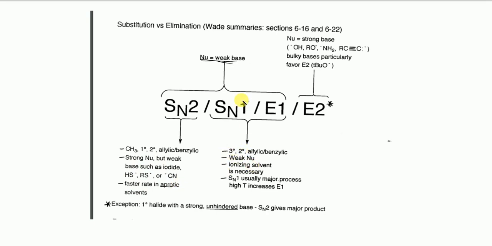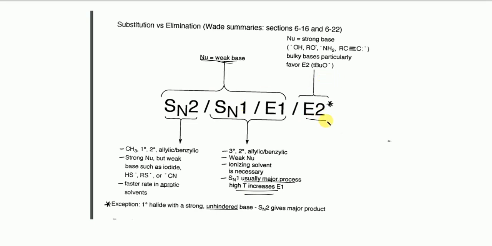And then SN1 and E1 use tertiary, secondary, right? And they use weak nucleophiles and ionizing solvents, aka protic, right? And for SN1, usually the substitution is the major product, it says. And then high temperature increases E1. So there are some extra details that I haven't actually talked about, which is interesting. So SN1 is usually the major product in these cases, but E1 can also form, right? And that's why she has 4 boxes sometimes. But if she doesn't have the 4 boxes, then you're doing the SN1, right?